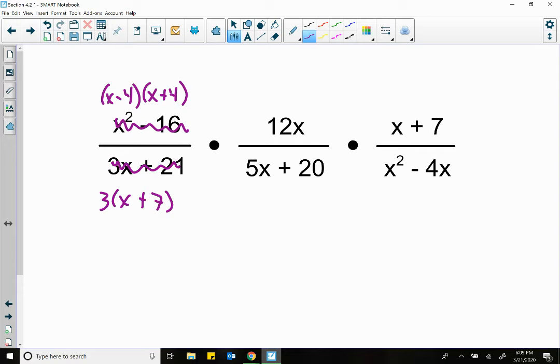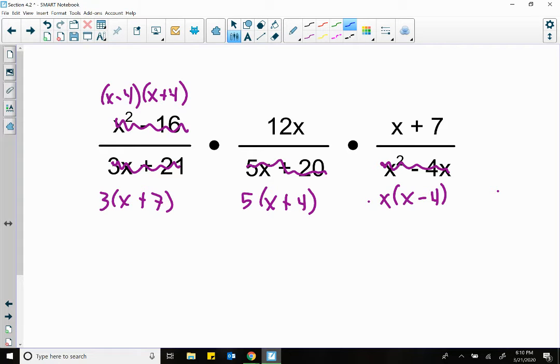The 5x plus 20, that factors. Pull out a 5. That'll give you x plus 4. The x plus 7, there's nothing that you can do with that. It stays the way it is. Down here, the x squared minus 4x. You might think that this is a difference of squares, but it's not. It's just a simple GCF because both of these have x's. So we pull out an x, and that gives us x minus 4. So now everybody's factored. Let's start doing some canceling.